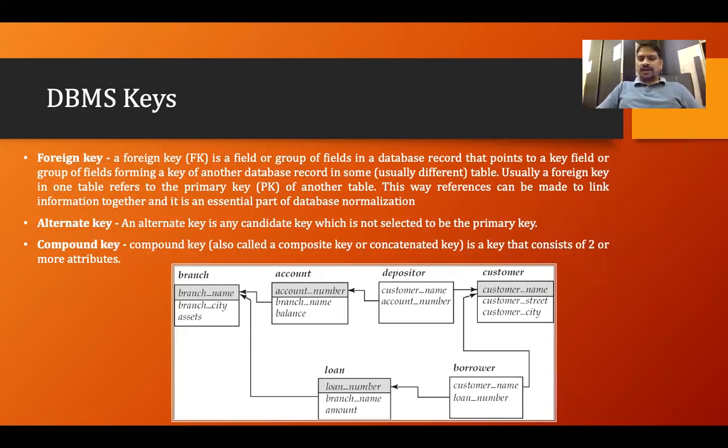Then we have the concept of compound key. So what is the meaning of compound key? Compound key is also called composite key, or concatenated key, is the key that consists of two or more attributes. So any key which consists of two or more attributes is called compound key. So generally super key is the variation of combined key.